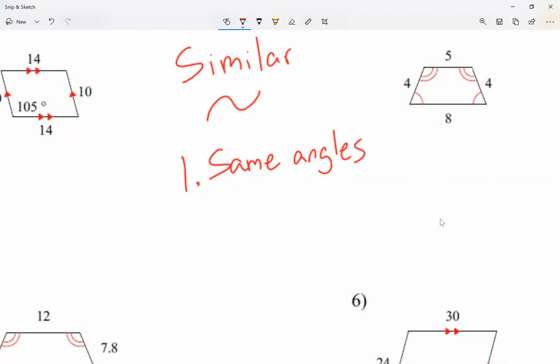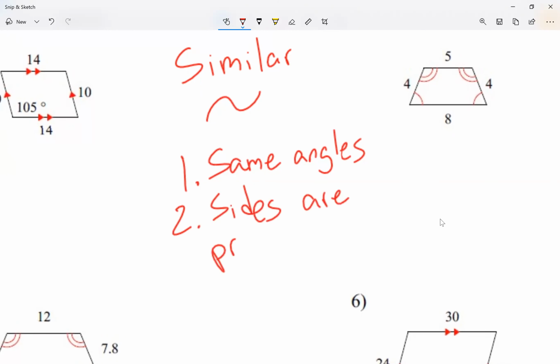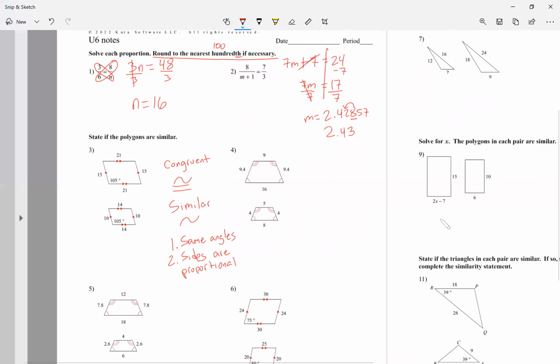The other criteria we have to meet, because I said two, is sides are proportional. So in order for figures to be similar, they need to have the same angles. So if there's any angles, they have to be the same, and the sides have to be proportional. Okay, so some of you might be thinking, oh, proportional, we just did proportions. Okay, I'll talk about that in a minute, okay?